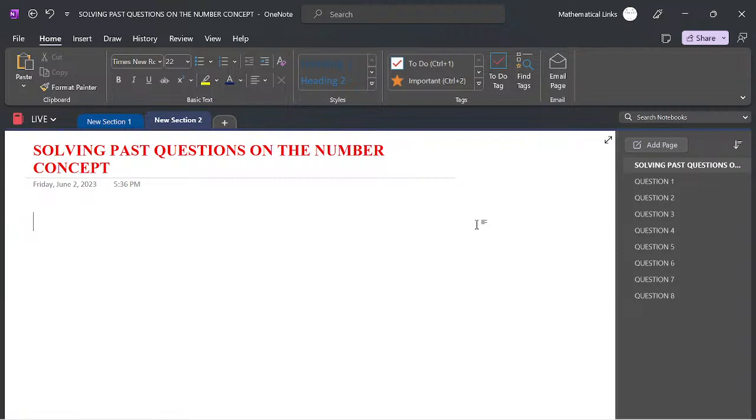In this lesson, we'll be looking into some Cambridge IGCSE past questions on the topic we completed last week, Friday, that is number concepts.